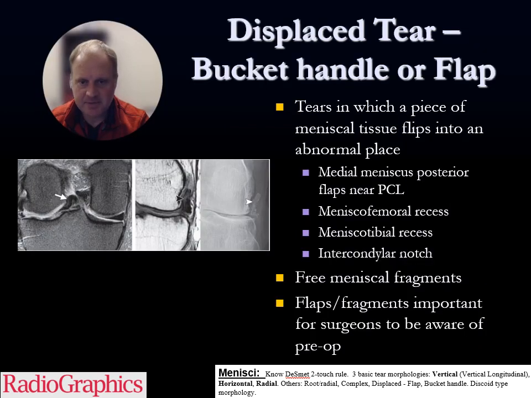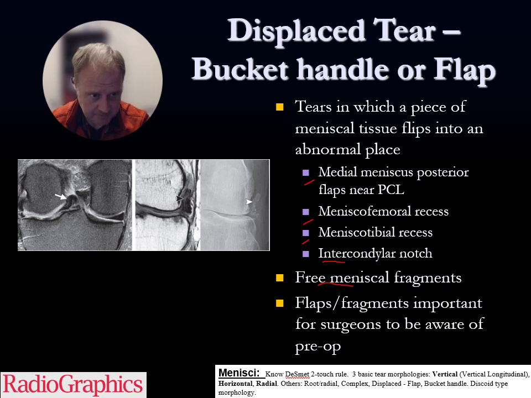Bucket handle or flap tears is when a piece of meniscal tissue flips into an abnormal place. Here's several different examples here. Medial meniscus can flip posteriorly near the PCL. There can be flaps involving the meniscofemoral or meniscotibial recess of the body of the medial meniscus. Flaps can go into the intercondylar notch. You can have detached free meniscal fragments. And it's very important to describe all these because the surgeons will definitely want to know about this preoperatively.